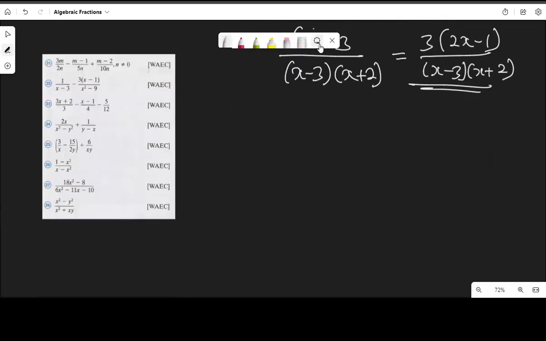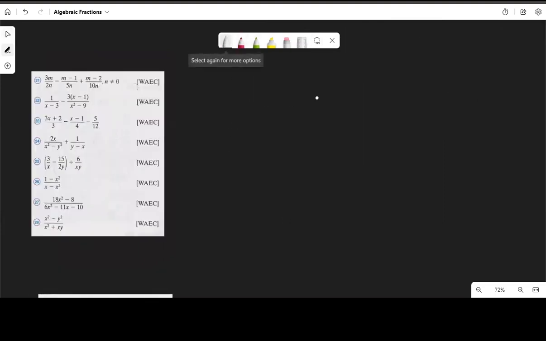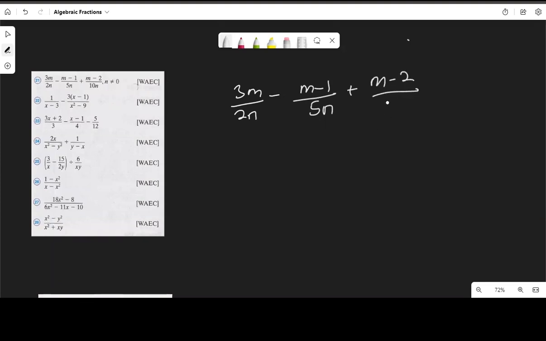And we have some WAEC questions here. The first one says 3m over 2n minus n minus 1 over 5n plus n minus 2 over 10n, given that n is not equal to 0.